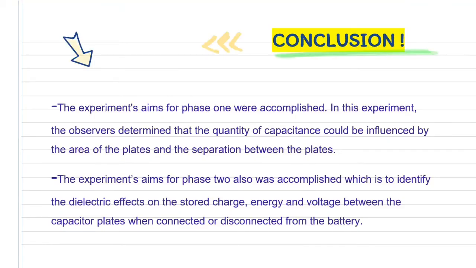Last, we talk about the conclusion. The experiment for phase 1 was accomplished. In this experiment, the observers determined that the capacitance could be influenced by the area of the plates and the separation between the plates. This can be proved from the result obtained from part 1 of the experiment. Next, the experiment for phase 2 was also accomplished, which is to identify the electric effect on the stored charge, energy and voltage between the capacitor plates when connected or disconnected from the battery. This also can be proved from the result obtained from part 2 of the experiment.